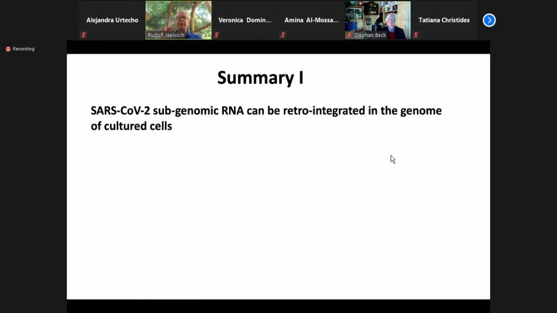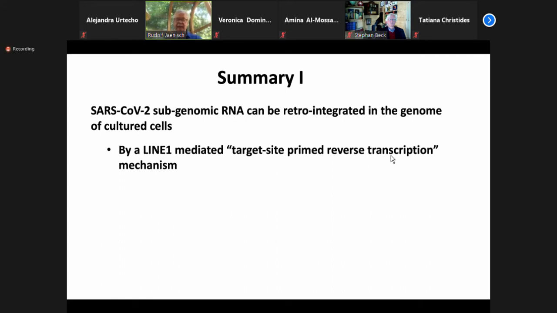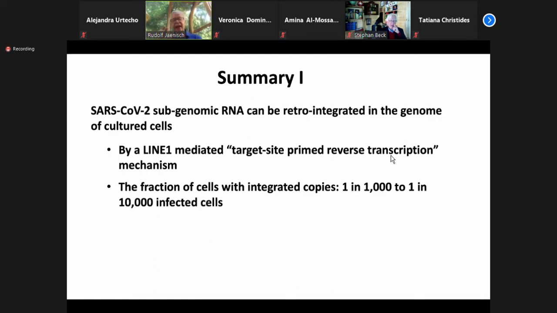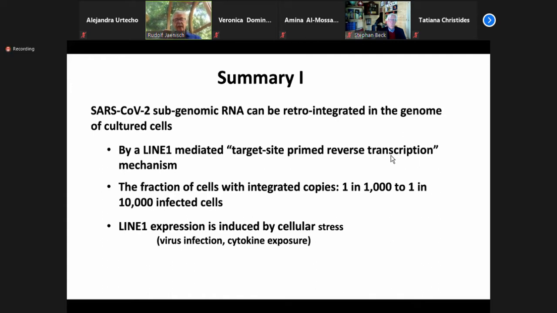So if I summarize my first part of this: SARS-CoV-2 subgenomic RNA can be retro-integrated in the genome of cultured cells, and clearly the majority by a LINE-1 mediated target-site primed reverse transcription mechanism. The fraction of cells with integrated copies is low, and we can only estimate this. It's probably 1 in 1,000 to 1 in 10,000 infected cells in a culture, which is very similar to what Zinkernagel observed in the LCMV mice. So it's low. And as I said, LINE-1 expression is induced by cellular stress.